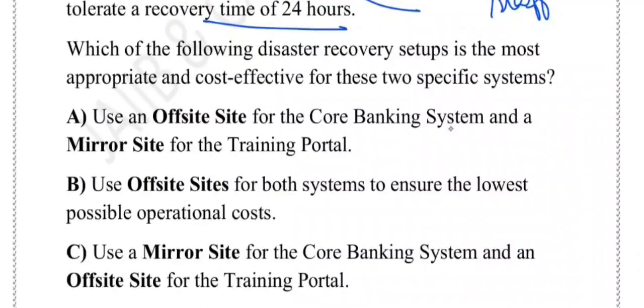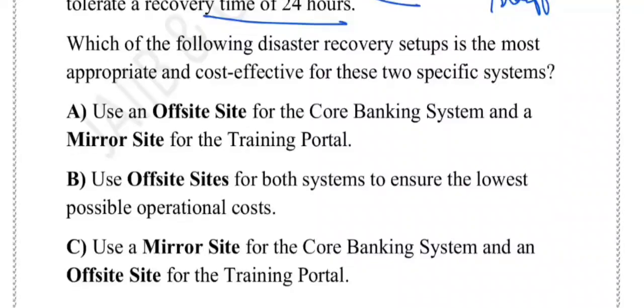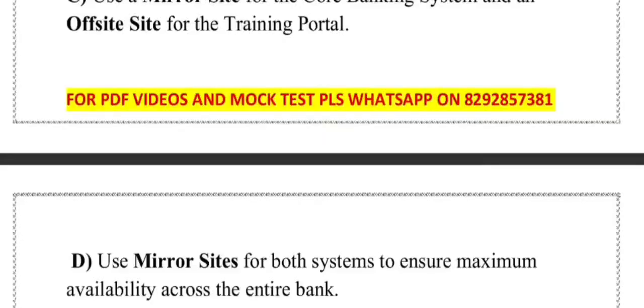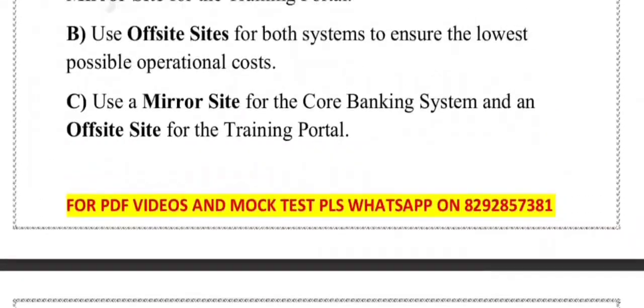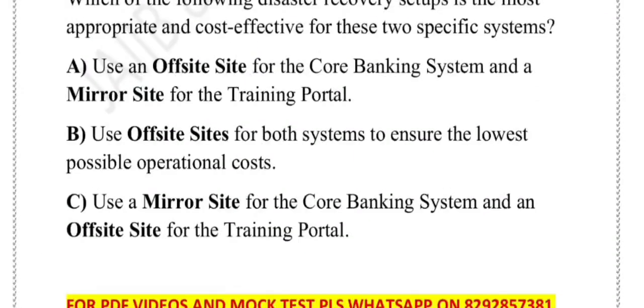Option A: use an offsite for CBS and a mirror site for the training portal. B says use offsite for both systems. C says use a mirror site for the CBS and an offsite for the training portal. And D says use a mirror site for both. So this question checks whether you have a solid understanding of offsite and mirror sites.